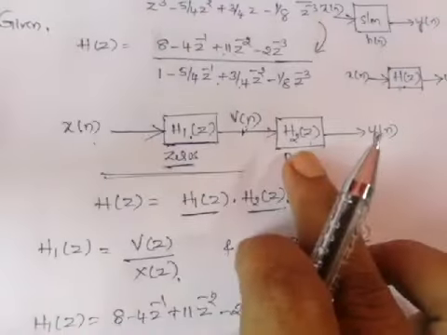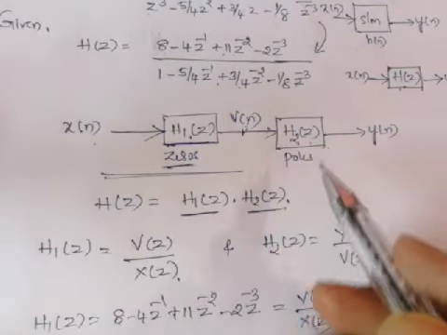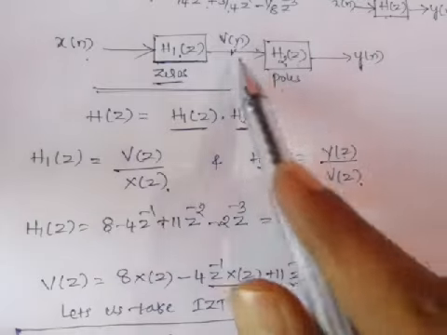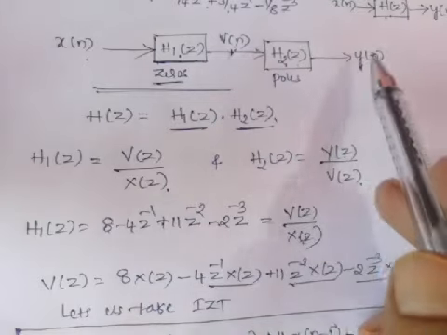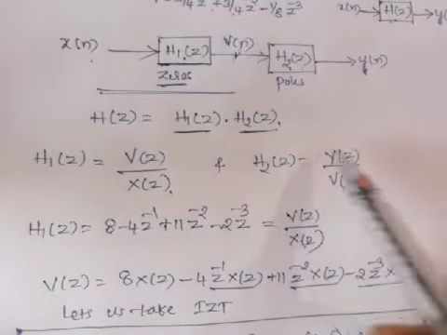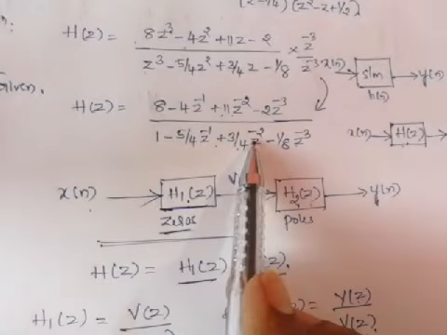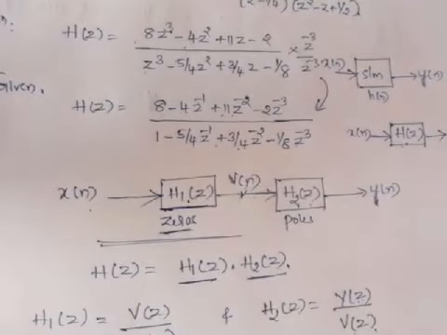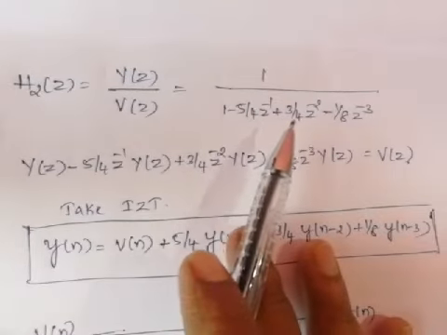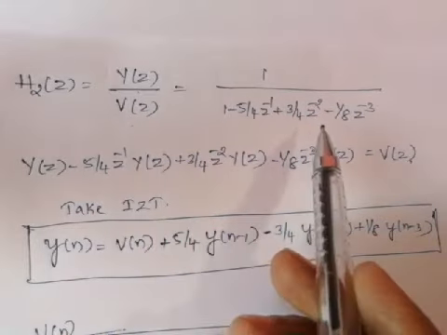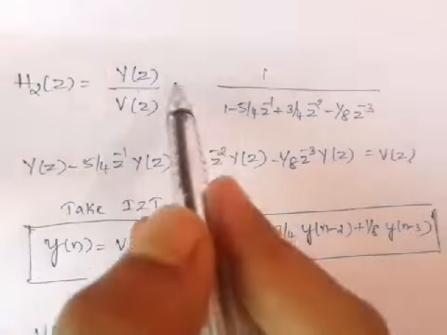H2 object is equal to what? It is the ratio of output by input, Y of z by V of z. But H2 object indicates the pole system, which means it indicates the denominator polynomial. Denominator polynomial means 1 divided by this much. That one I am going to write here. Hence H2 object equals Y of z by V of z, which is equal to 1 divided by this much. Let us do the cross multiplication.